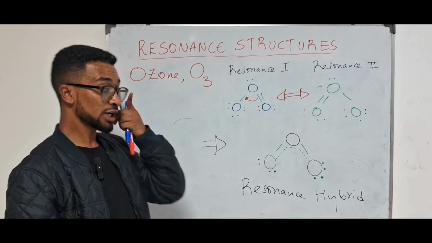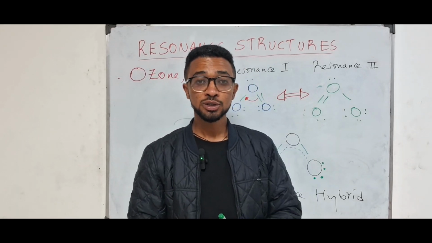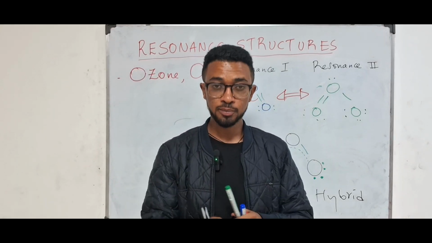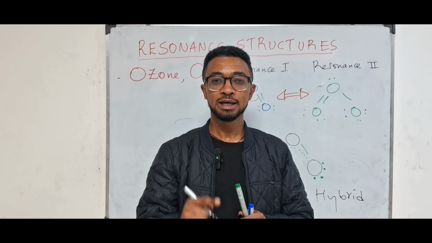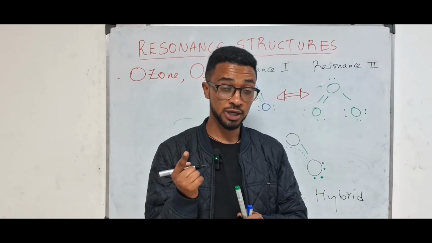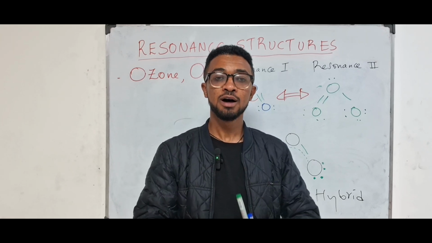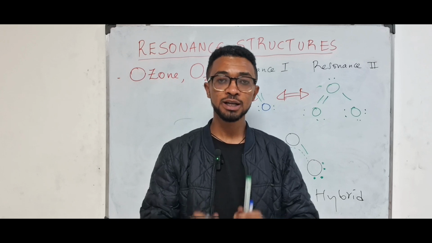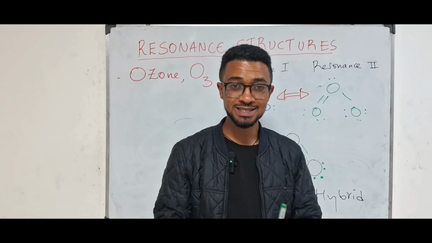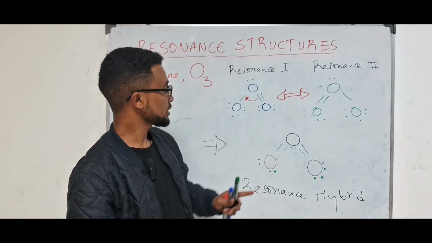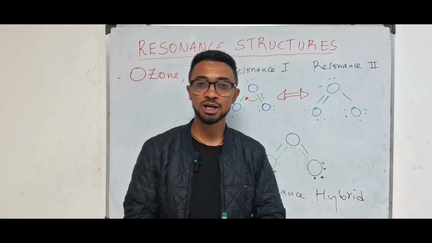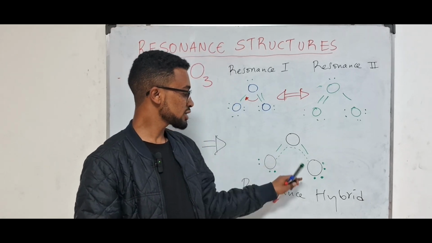So what are resonance structures again? We know that some molecules, some covalent compounds, cannot be represented by just one Lewis structure. They might have multiple or many valid Lewis structures. To represent that, we use resonance structures, but the actual structure for the molecule will be the resonance hybrid.